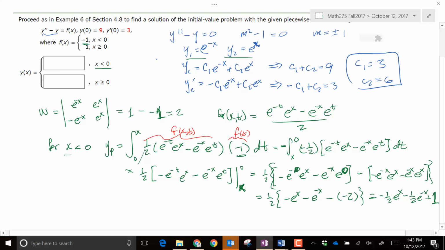Zero to x with positive signs. Where? Here? So 0 to x. That's true. And then it'll work itself out when you plug it in. All right. So I think by doing this, I maybe lost track.